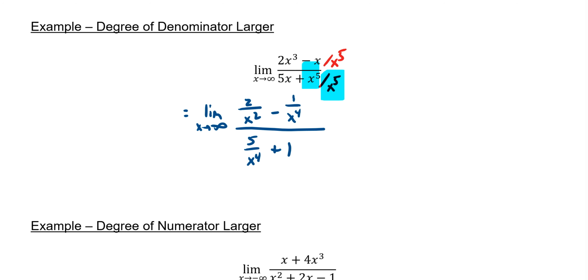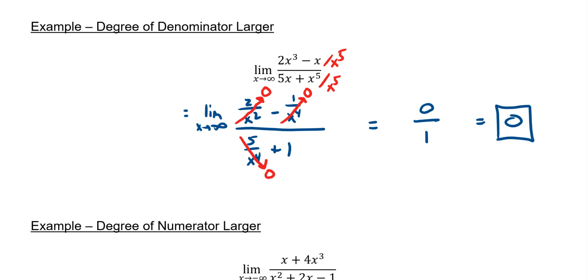And now, instead of using those limit laws and annoyingly writing the limit a million times, you can just do each term individually. So since the limit as x approaches infinity of 2 over x squared is a number over x to a positive number, that's going to approach 0. Same thing with the next one, that will also approach 0. Same thing with 5 over x to the 4th, that'll be 0. All we're left with in the denominator is 1. So we're left with 0 over 1, which simplifies to 0.